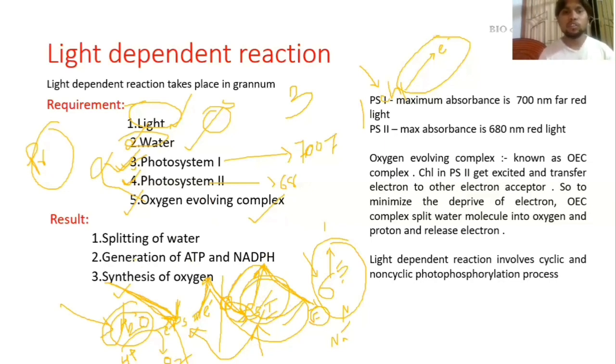So, you understood how light, water, photosystem 1, photosystem 2, and the oxygen evolving complex are required, how photosystem 1 and photosystem 2 give electrons to the other transporter, and why the supply of electrons is required again and again in the photosynthesis process. So in the light dependent reaction, cyclic and non-cyclic photophosphorylation take place, and as a result, splitting of water happens. This is known as photolysis of water, and generation of ATP and NADPH and synthesis of oxygen take place.